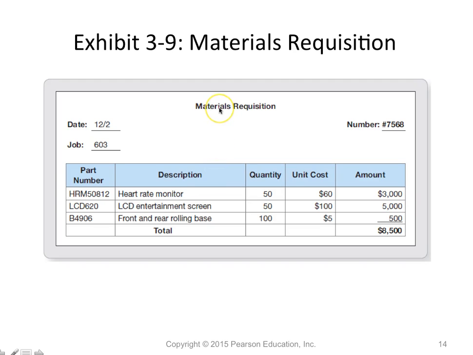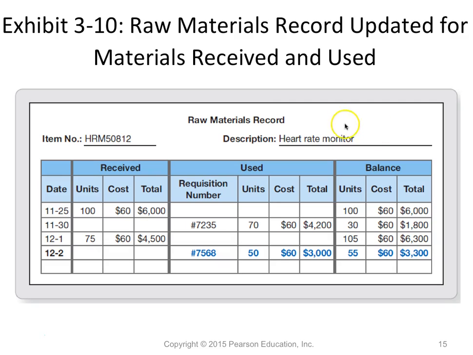So materials requisition: we are going to buy the heart rate monitors and so on, because we are not making them. So we're going to buy all these. Quantity is here, unit cost is here, and the total cost for the purchase will be $8,500. The number here is 7568. This is a material acquisition number. So here we're going to record all our raw materials.